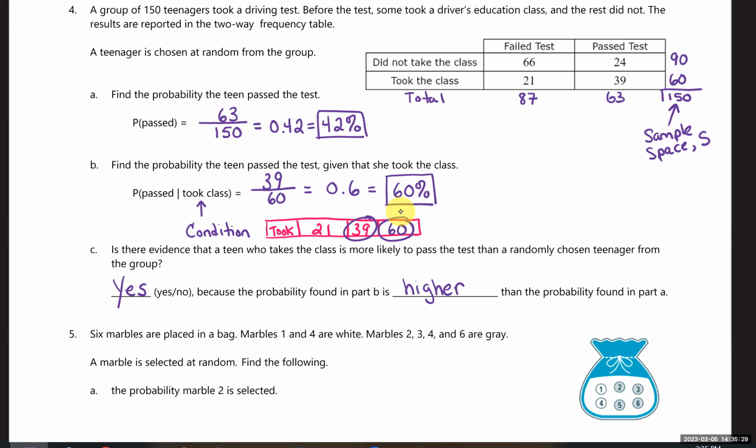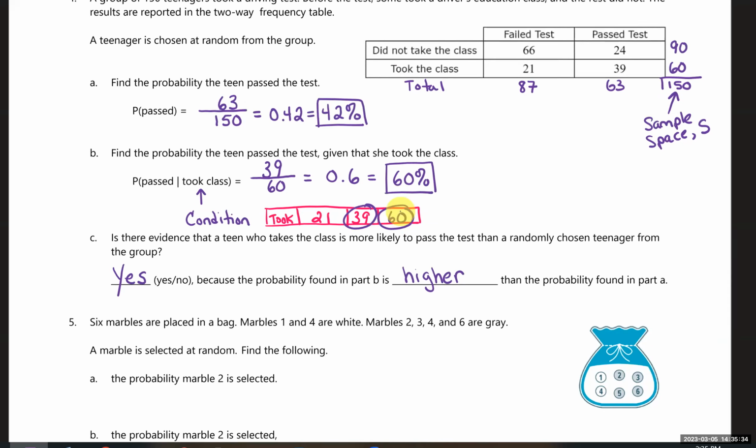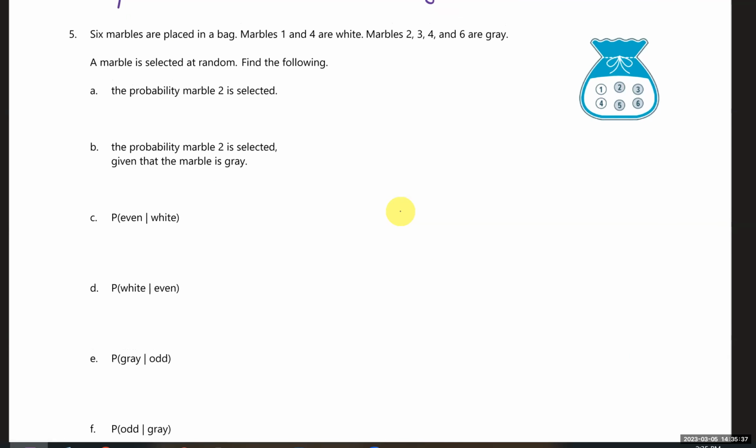Okay, so we'll end with just a round of conditional probability. I'm just going to go to a bag of marbles, 6 of them. So I've got my sample space over here, 1, 2, 3, 4, 5, 6 marbles. And A, what is the probability that marble 2 is selected? So there's no condition, you're looking at your entire sample space, and of those 6 marbles, there is only one marble, number 2.